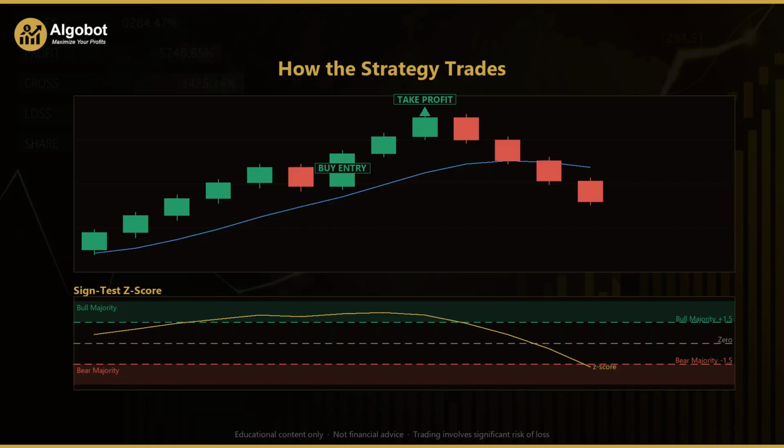Now watch the character of the market change. A run of bearish candles takes over. Price slides back through the moving average and closes below it. And in the lower panel, the z-score falls all the way through the negative 1.5 level into the red zone. A statistically significant bearish majority is now in force, and price is below the baseline, so the down regime is confirmed. The mirror image setup unfolds.